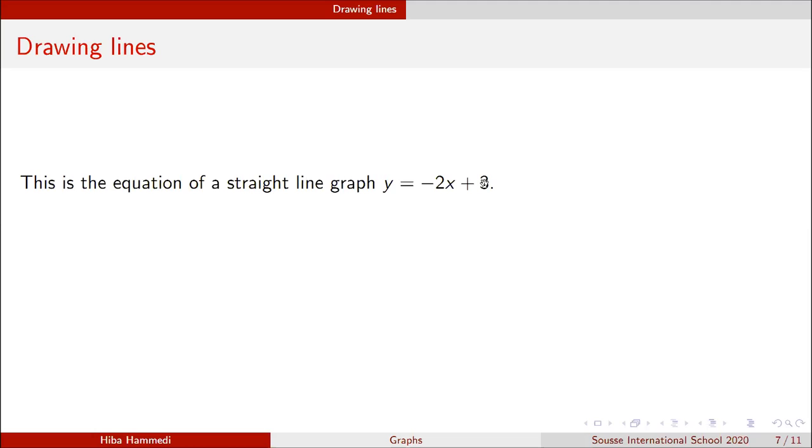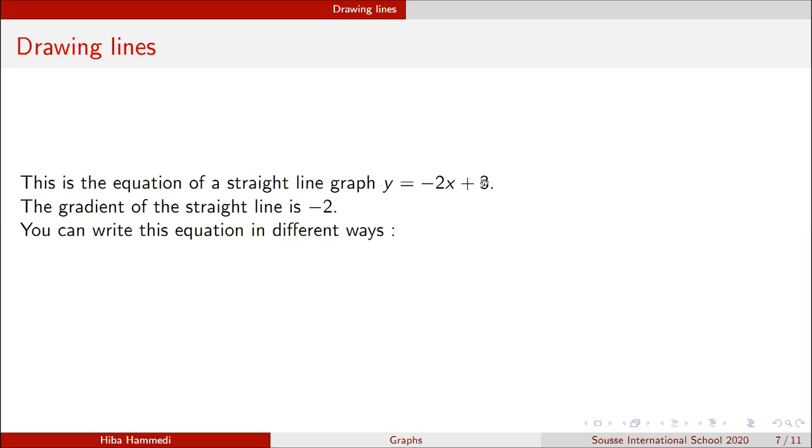Now, I would like to introduce you to different forms of the same equation. So in this case, for example, y is equal to negative 2x plus 3, I can say that the gradient is equal to negative 2 and the y-intercept is equal to 3. But this is not the only way of writing this equation. I can write it like y is equal to 3 minus 2x. So I just flip the order of negative 2x and 3.